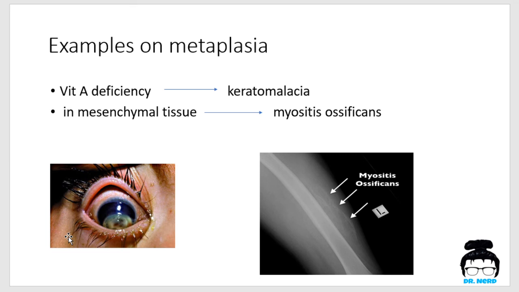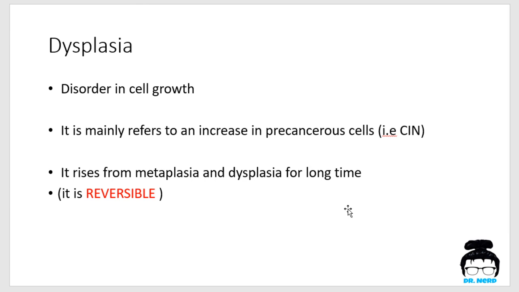So this will lead to blindness. Also, when someone breaks a bone, sometimes the cells of the bone will go inside the muscle and grow inside the muscle. As we see here in the x-ray, we have extra bone inside the muscle, and this is called myositis ossificans syndrome, and it can be surgically treated.